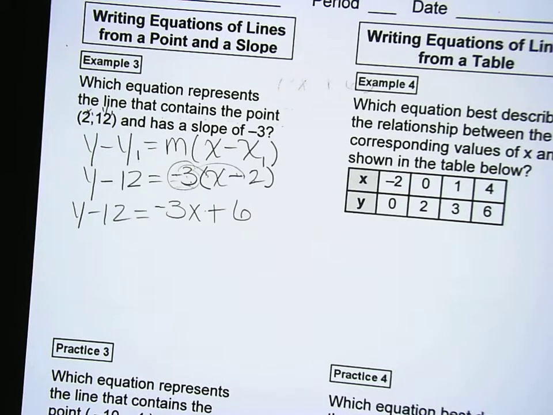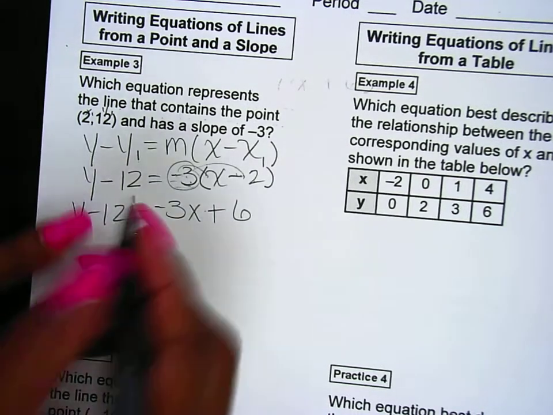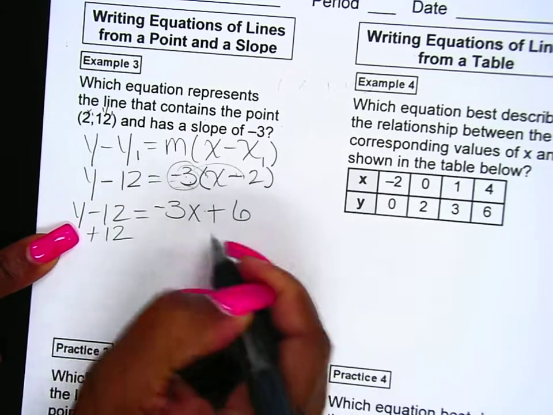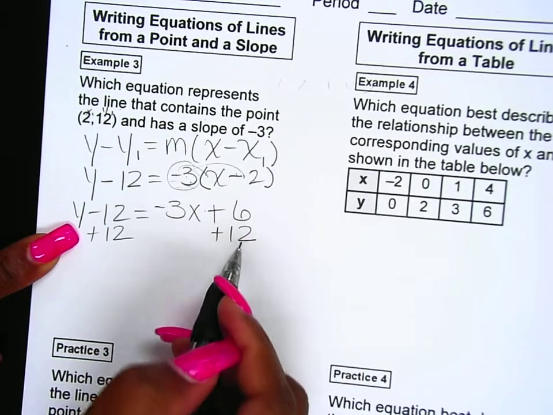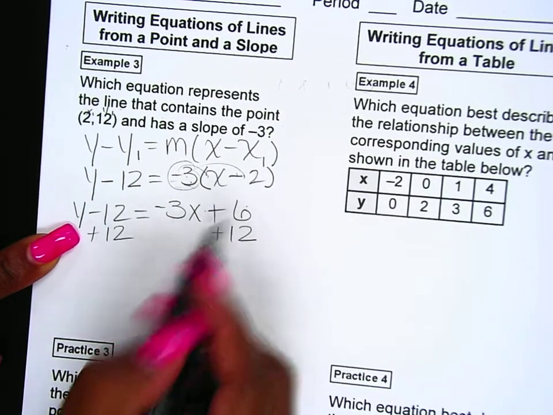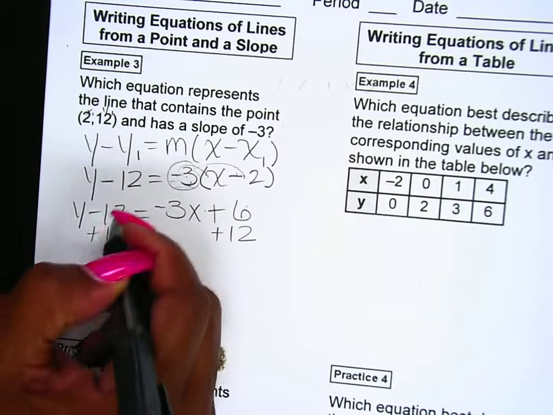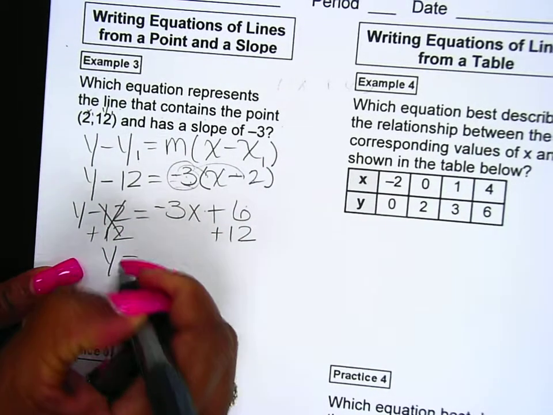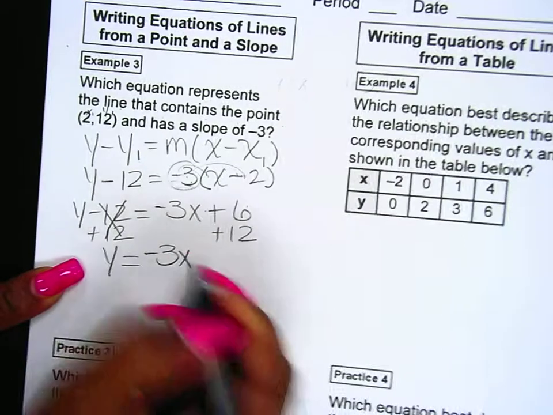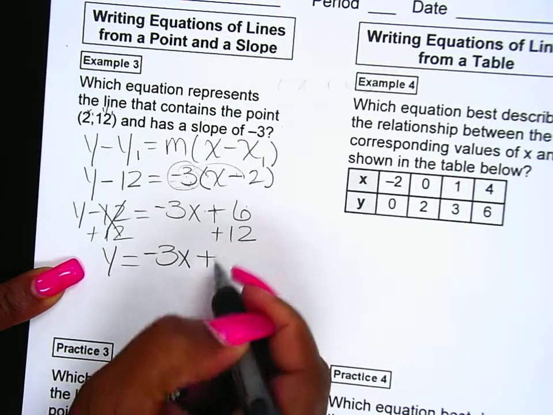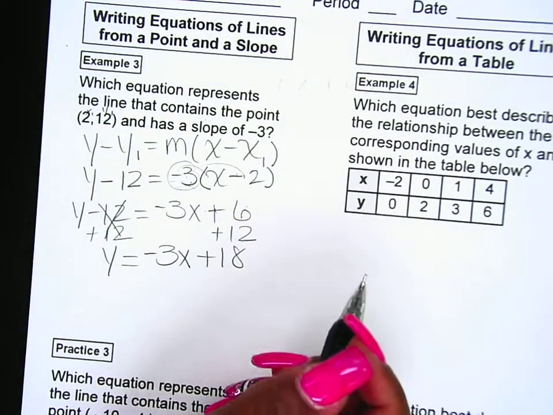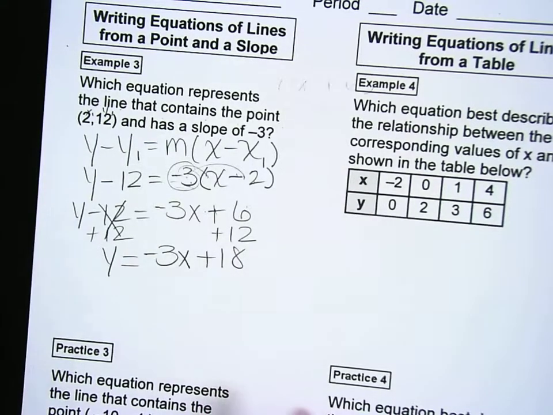Is y by itself? It is not on that left side of the equal sign by itself. What is with it? There you go. We have a -12 here, so we've got to add 12 to both sides. Notice I'm putting the constant under the constant, not with the x term. Okay, the addition first time is 0, so I have y equals, bring down your -3x, plus 18, which is the sum of 6 and 12. Bam, I got it in slope-intercept form.